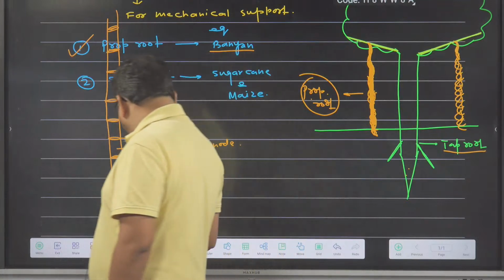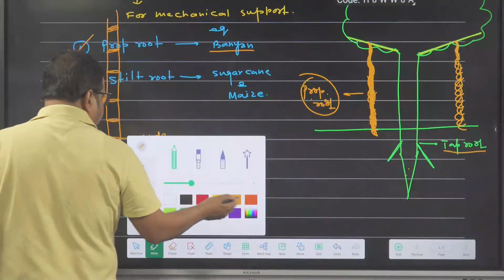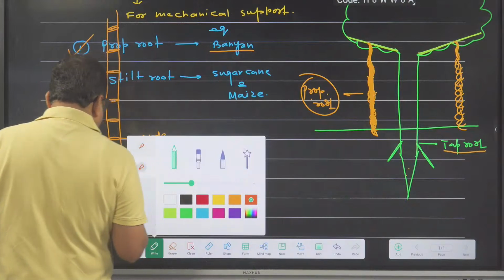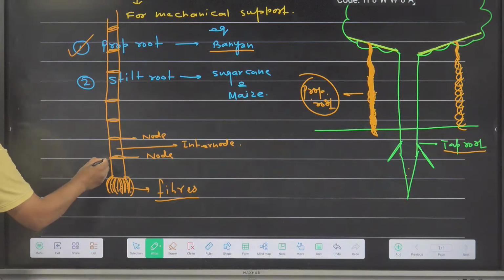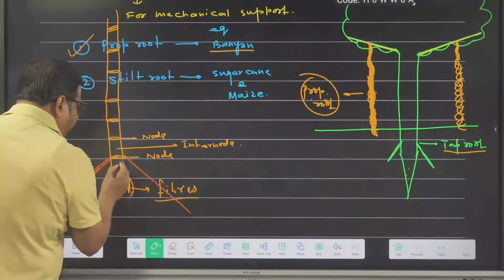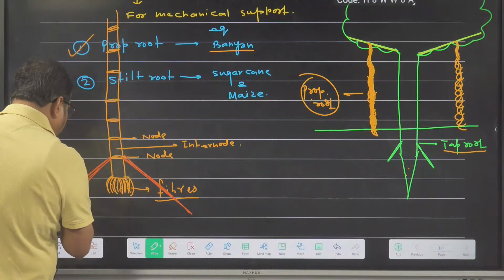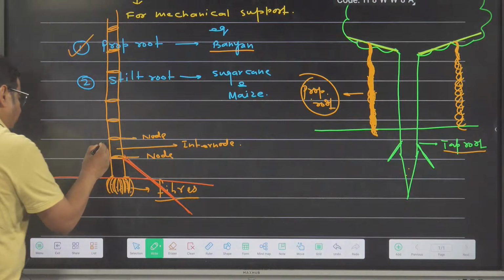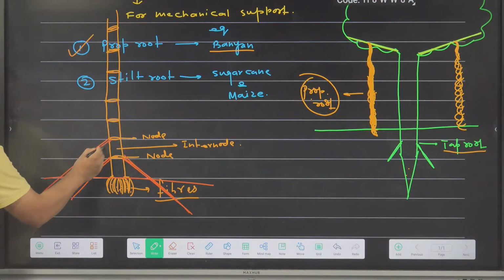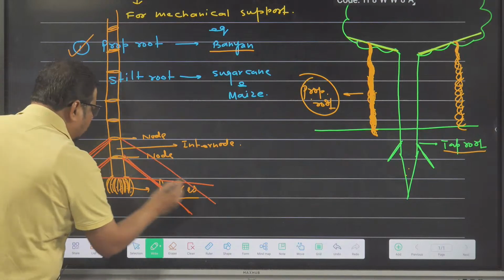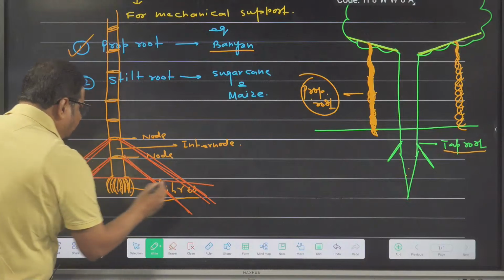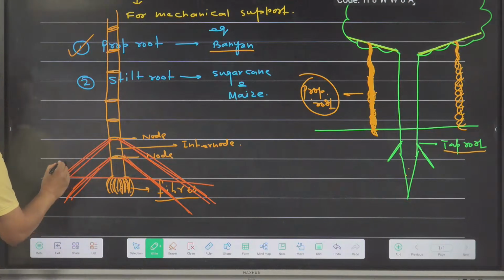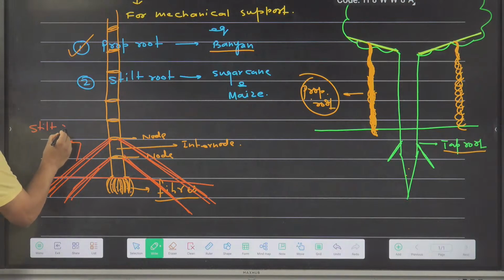So what happened from the lower node? From the lower nodes, roots are arising like this and obliquely penetrating in the soil. Now it is the soil you see. From lower nodes, roots are arising. Not from the upper nodes. No, lower nodes, roots are arising. So these roots are what basically? Stilt root. These are stilt root. This is also called brace root.